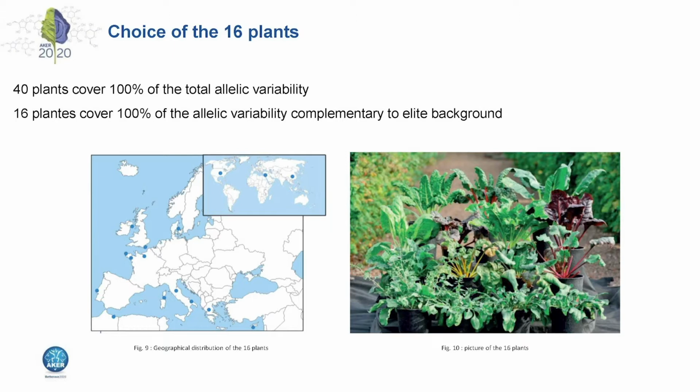Thanks to previous genetic analysis and the use of the AKER chip, we were able to show that 40 plants were sufficient to cover 100% of the total allelic variability.